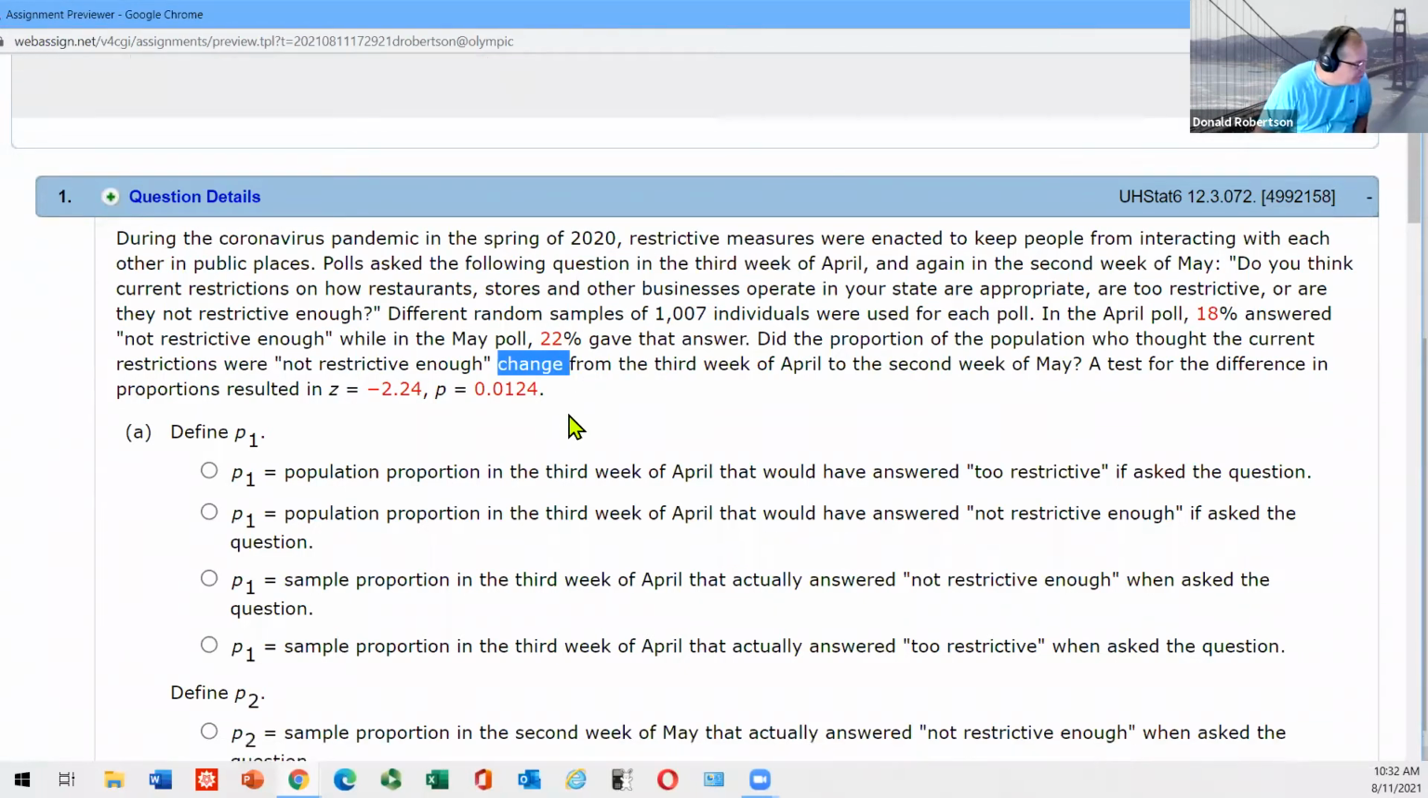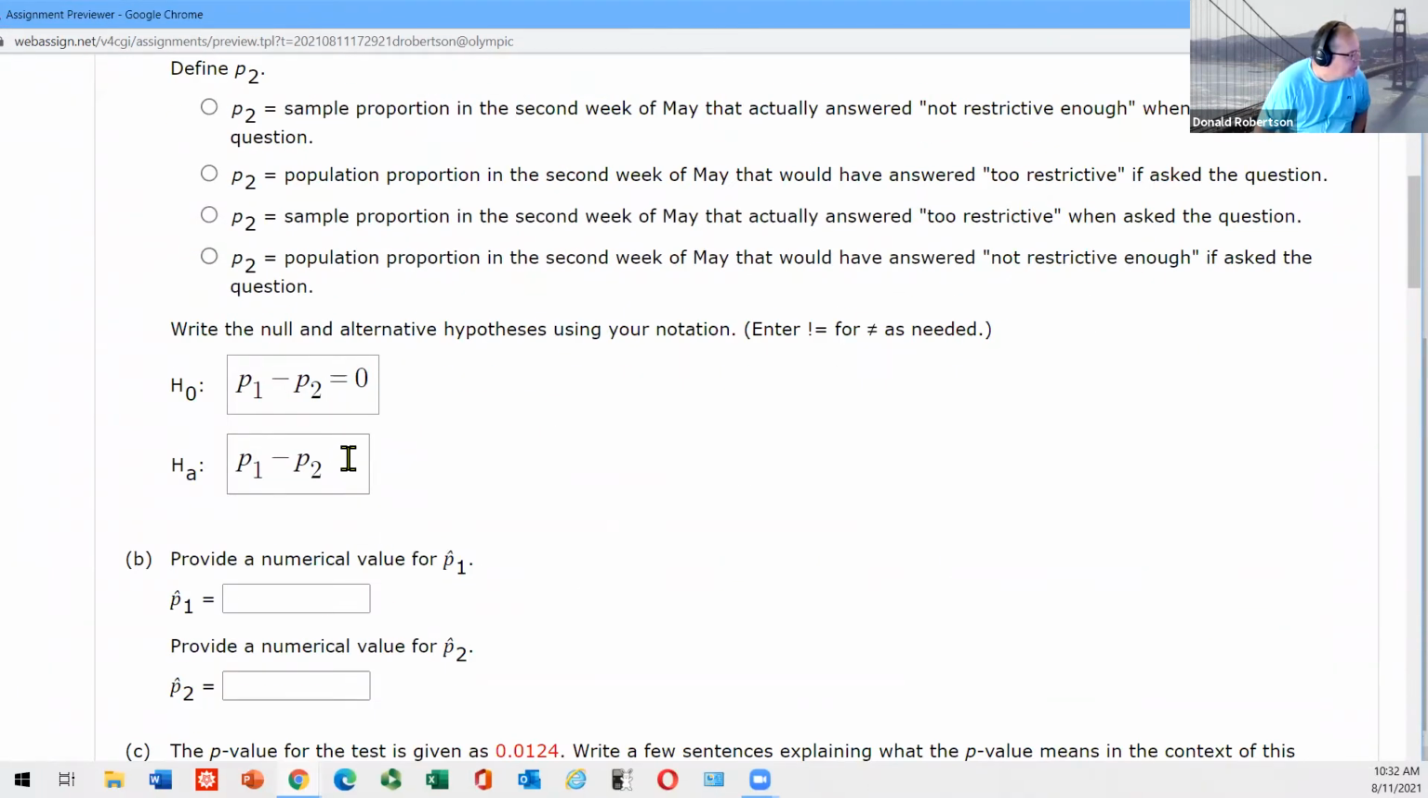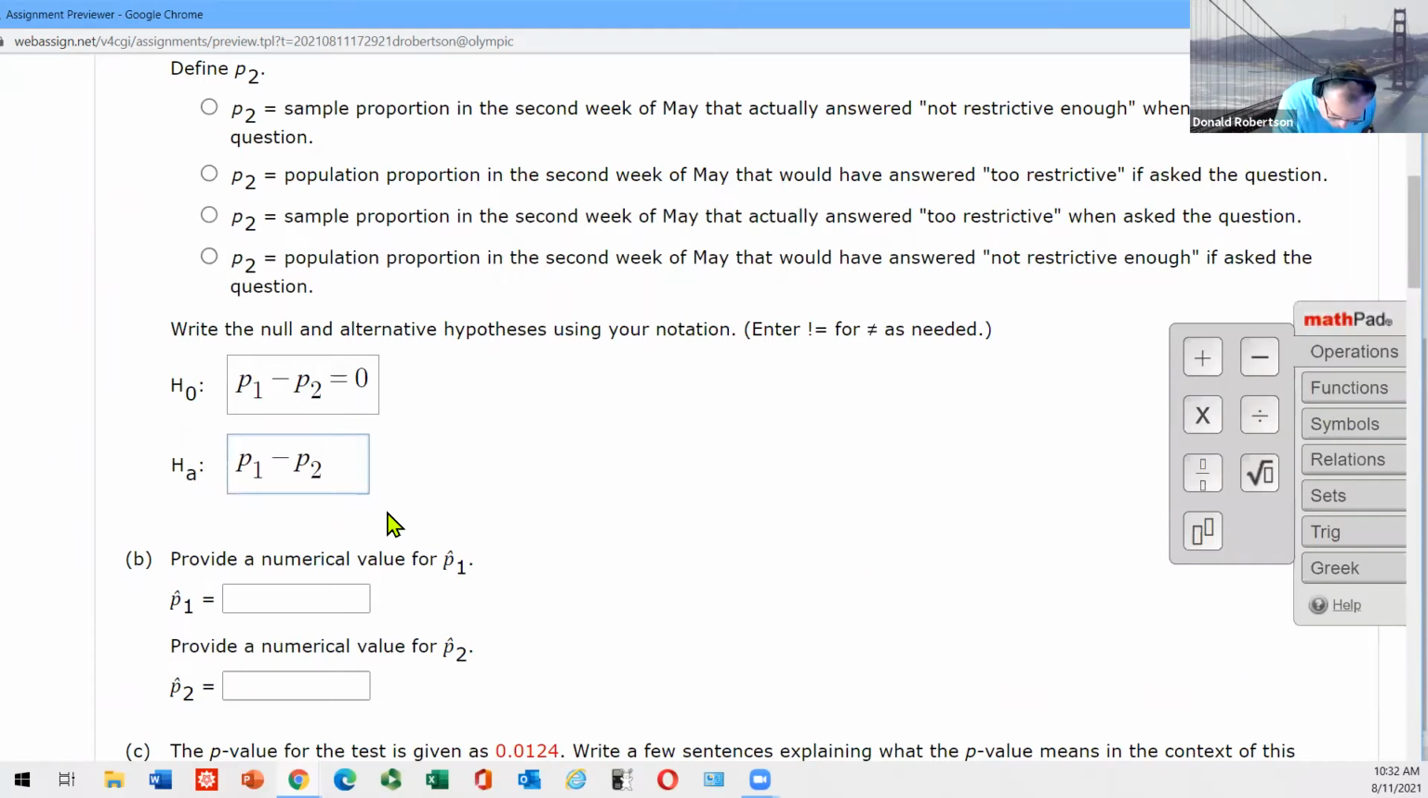But if they said just change, then we put in not equal, which I believe is this funny X, oops, try again. Is this funny X? Why can't I do exclamation mark? There we go. Not equal to. Right, and there we are. Are you comfortable with that?